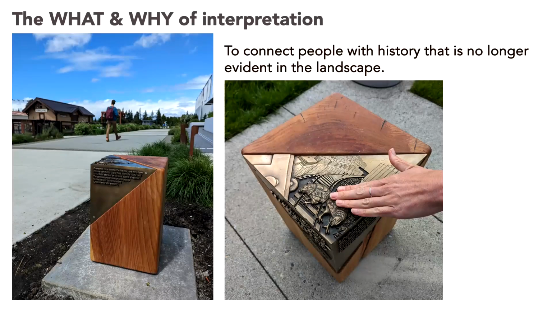We will talk about some of the purposes of interpretation by sharing some of the projects that we've led and their goals. So these are bronze and hardwood seats with illustrations and text that are installed along the Cross-Kirkland Corridor. And these designs connect people with history that's no longer evident in the landscape. So the Cross-Kirkland Corridor was once a major segment of railroad where lots of industries were burgeoning throughout the 1900s. And without interpretation, a lot of those stories would be lost over time.